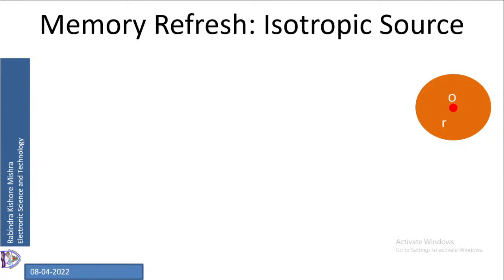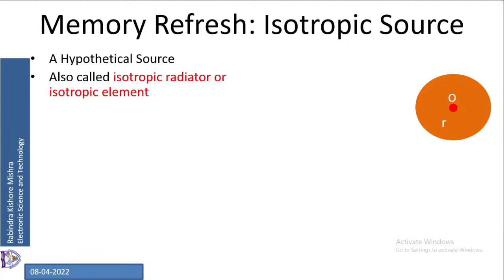Okay. So now let us come to the basic part. The basic antenna that we discussed is an isotropic source. The isotropic source or isotropic antenna is a hypothetical antenna. It does not exist physically, but we assume that there is a point source, and a point source will radiate equally in all directions. The isotropic antenna is also called an isotropic element or isotropic radiator. This we will use as the reference antenna in the array analysis.